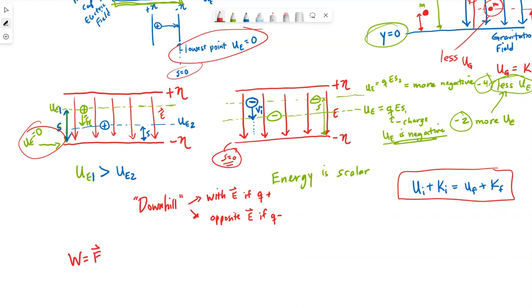We can talk about the work. This is just an equation from above. Work is the electric force dotted with the displacement. The dot product we can write as the force times the displacement times the cosine of the angle between them. That means, say I come back to this capacitor on the left, if I took this positive charge and moved it over to here, that would be no change in potential energy.